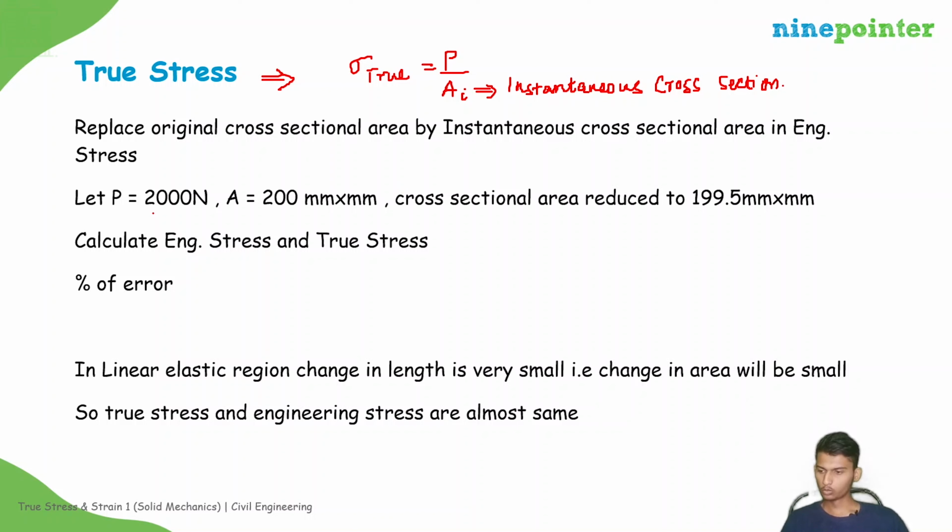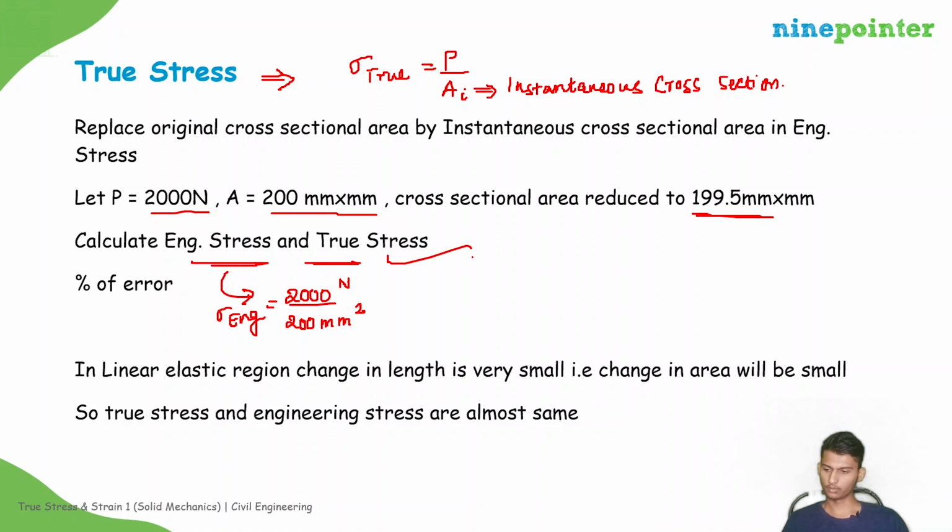Let us take a load of 2000 newtons and A equal to 200 mm square cross-sectional area, and because of the loading, the cross-sectional area is reduced to 199.5 mm square. Then calculate engineering stress and true stress. Engineering stress, sigma engineering, will be 2000 newton divided by 200 mm square, right? But true stress, sigma true, will be 2000 divided by 199.5.